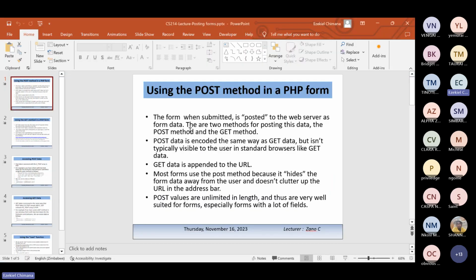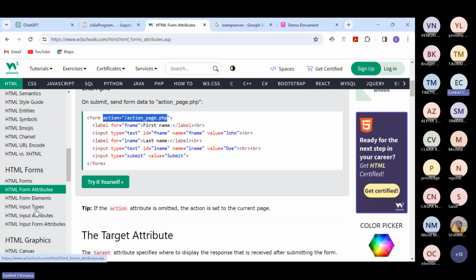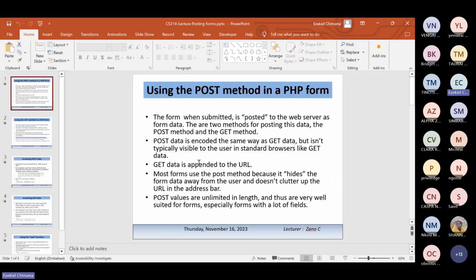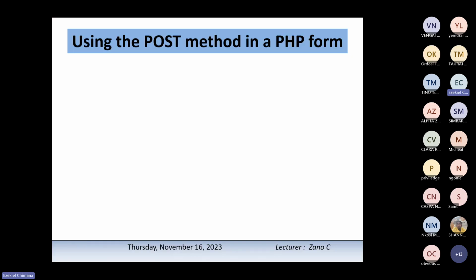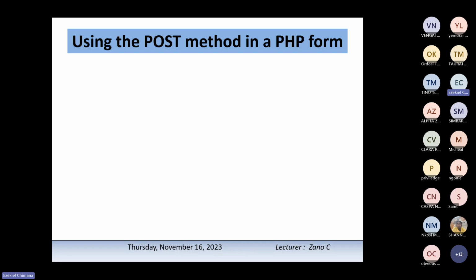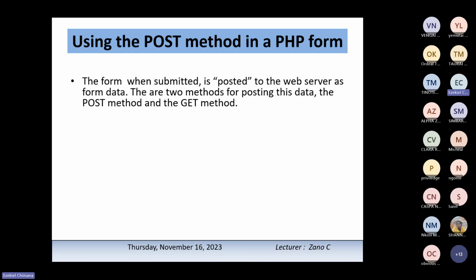So I think this is the background that I just wanted you to get. Input types, input form attributes. Okay, you just took some of them, all right. But that's the few that I just wanted you to get. So let's look at using the post method in a PHP form.